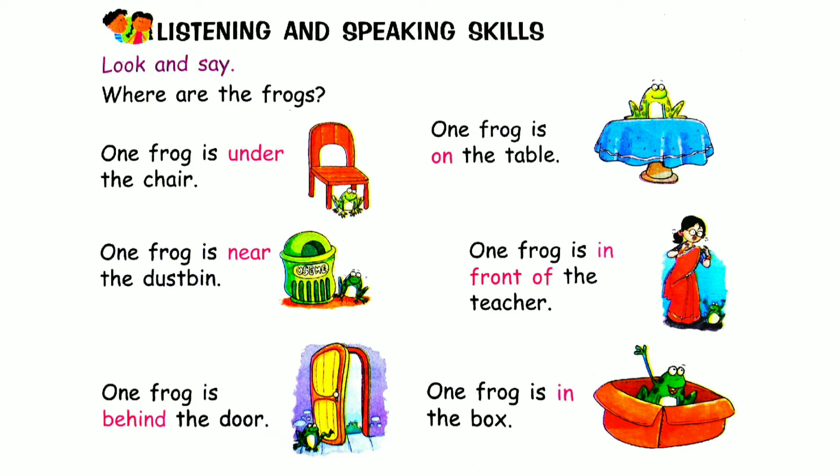One frog is behind the door. Behind is the position of the frog. One frog is in the box. In is the position of the frog.